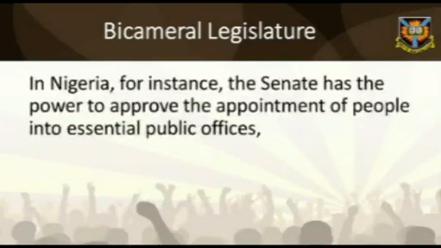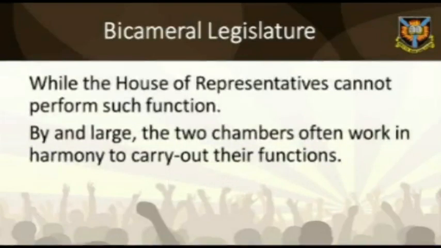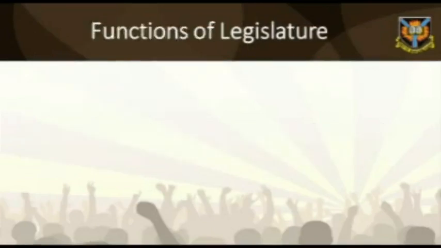The Constitution defines the power and the boundary of the two chambers as regards the dispensing of their political functions. In Nigeria, for instance, it is the Senate that has the power to approve the appointment of people into essential public offices, while the House of Representatives cannot perform such functions. By and large, the two chambers often work in harmony to carry out their functions.